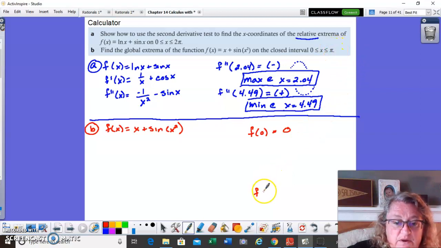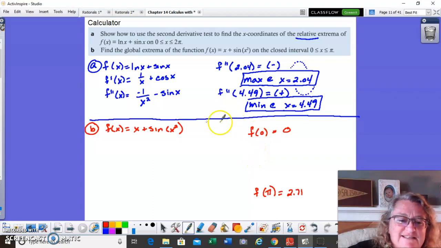pi. When my original function equals pi. And if I put pi in here, I have pi plus the sine of pi squared. If I type that all in the calculator, I get 2.71. And I left space in between because I'm sure there's some maximums and minimums that I have to take into consideration. So what I'm going to do is I'm going to find the first derivative.